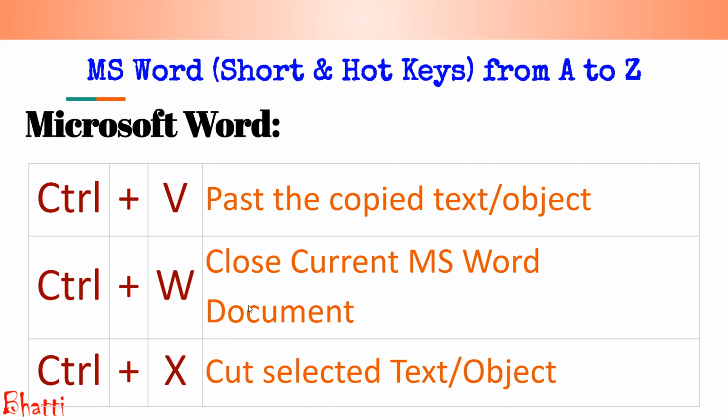Control X, cut the text or object. Here I just want to tell you the difference between Control C and Control X. Control C will make a copy and the original text or object will remain there. It will not be deleted or removed. But using Control X, it will make a copy and delete the selected text or object as well. This is used to move text or an object from one location to another.